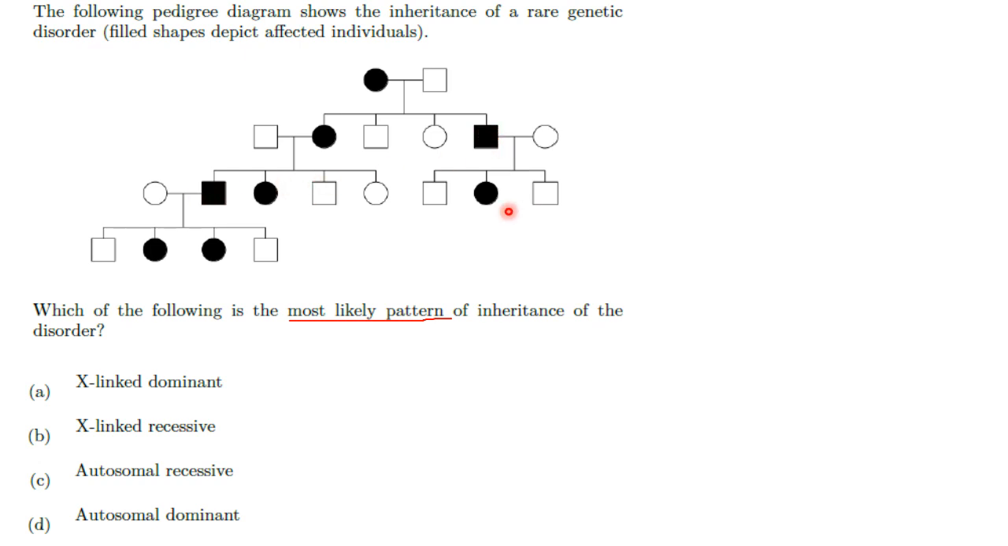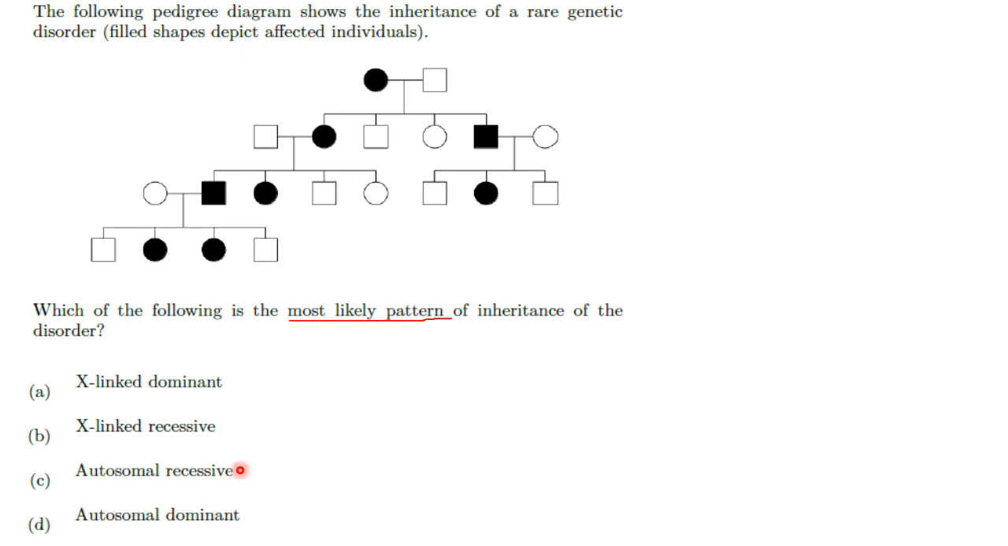There is no skipping of generation. In all generations the disease is being shown, so it has to do something with the dominant condition. So it is not recessive. So autosomal recessive it cannot be, because an autosomal recessive condition will show skipping of generation. That is, if in one generation it shows the disease, then the next generation may not show the disease, then again the next generation will show the disease. That is called skipping of generations.